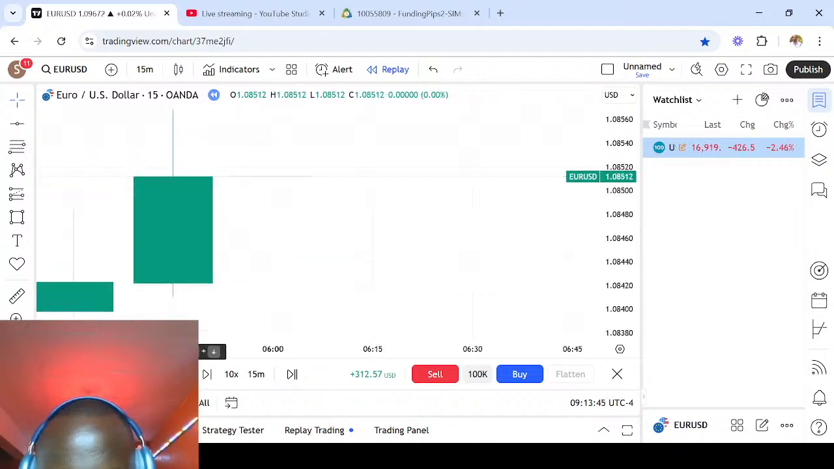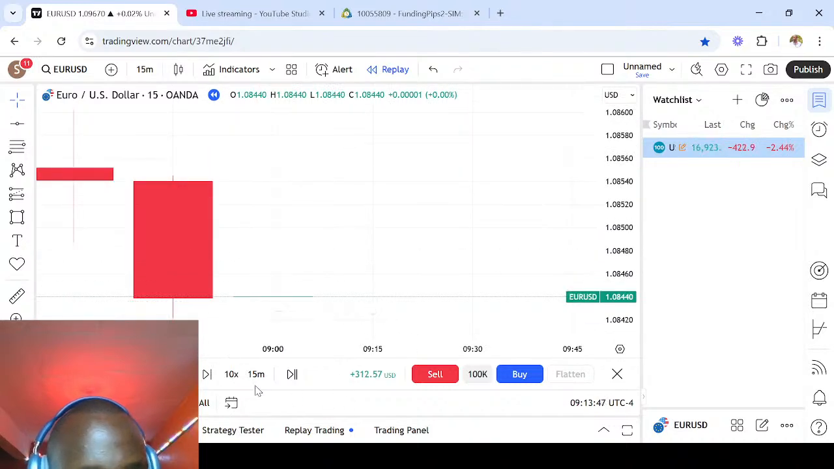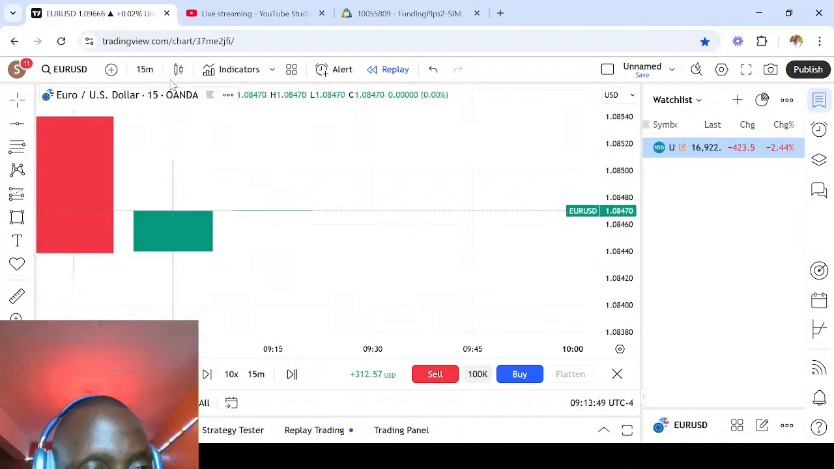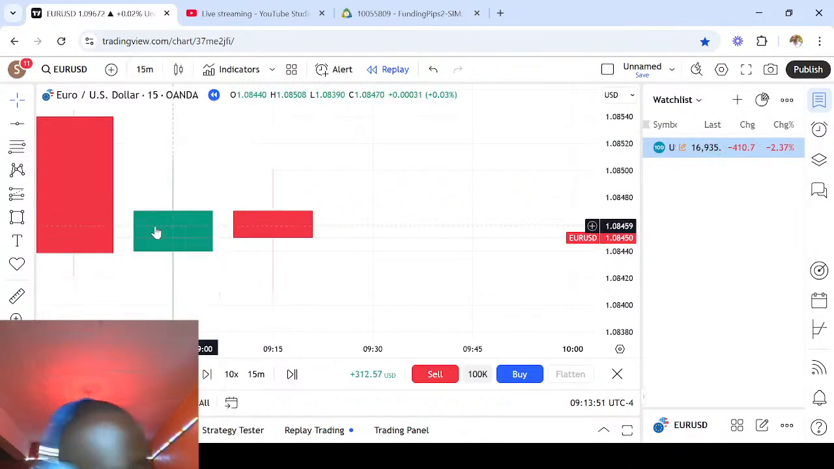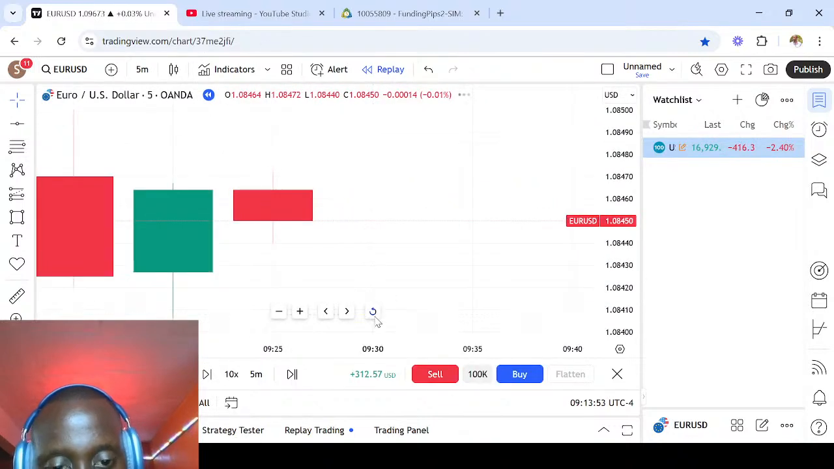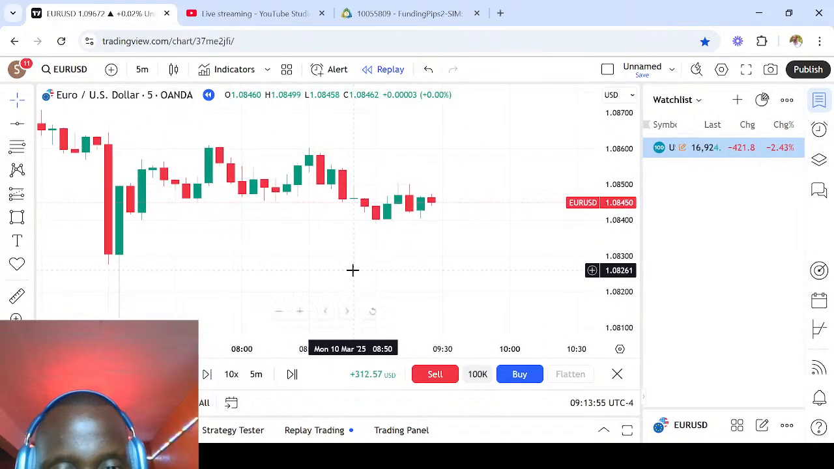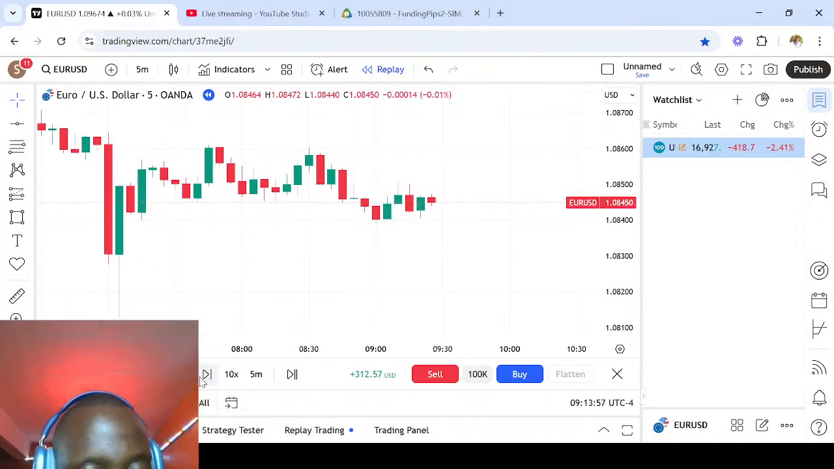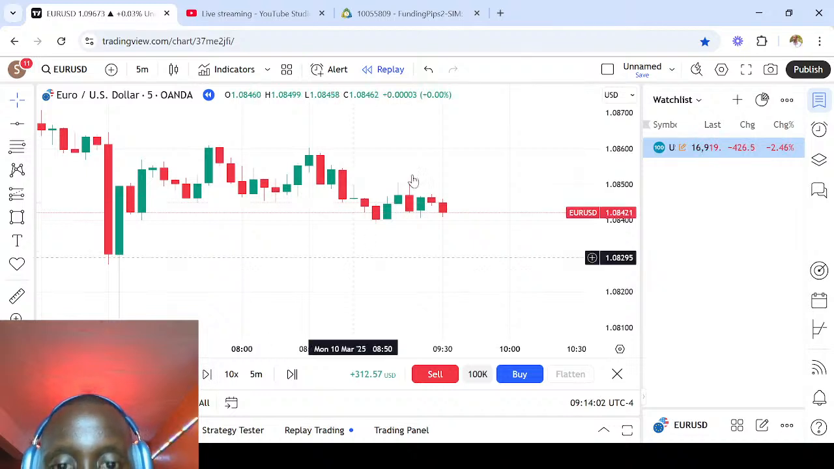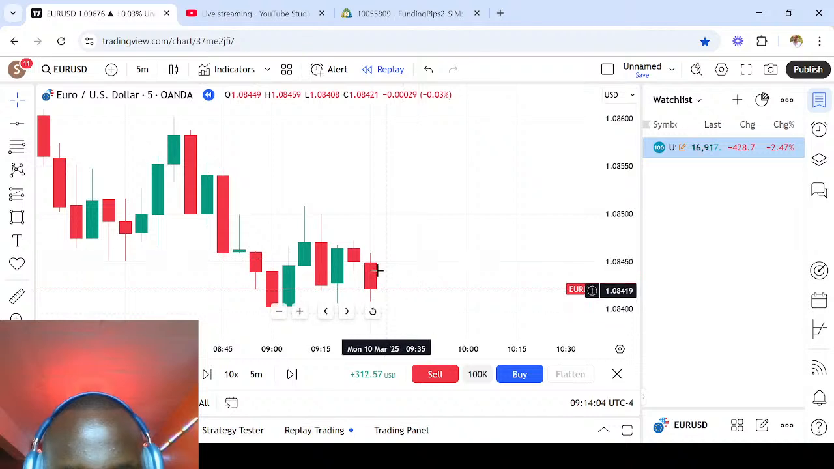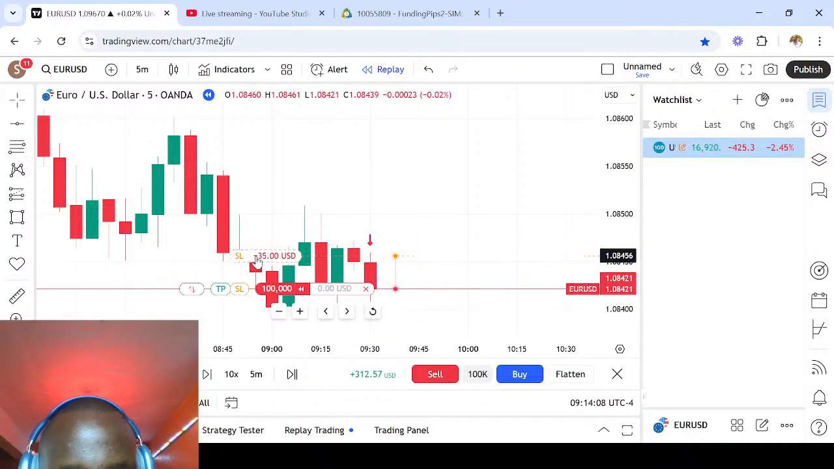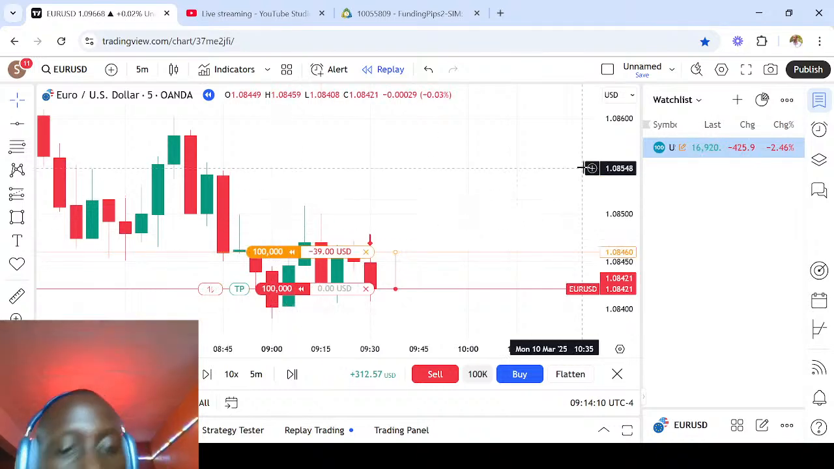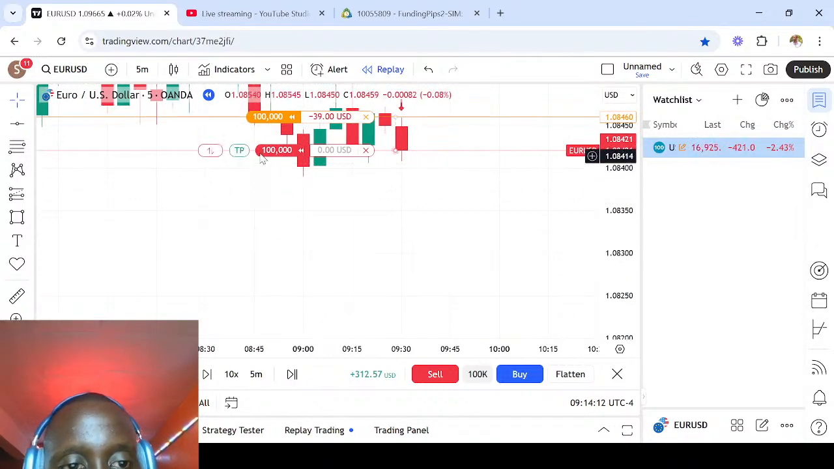4:45, we still have time. 8:45, 9:15 to 9:30, we go to the 5 minutes. All right, we wait for 9:30 to open. 9:30 opens as a bearish candle. We have the breakout to the downside, we sell. Stop loss above that candle. So that is 40, we are going for 80.